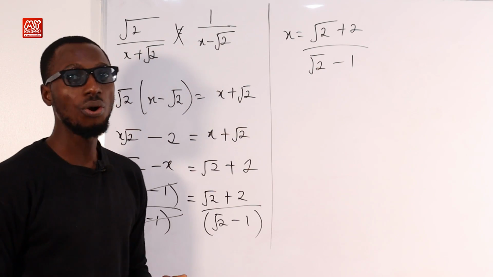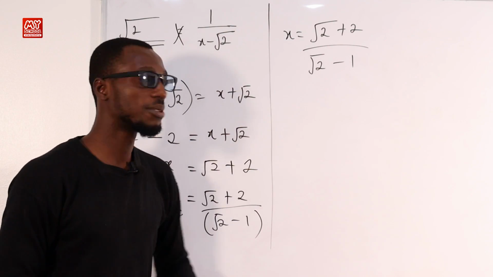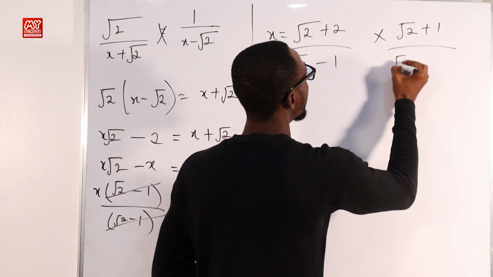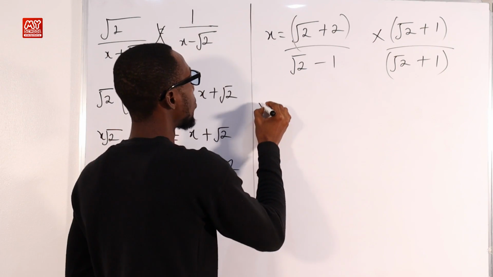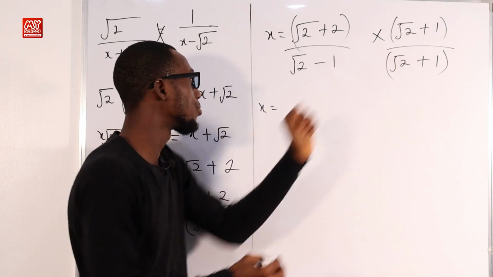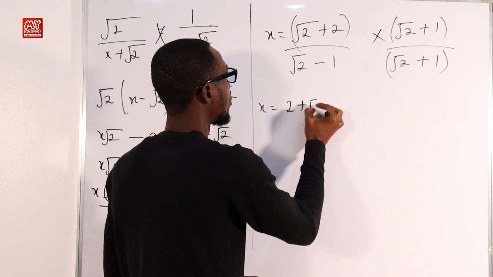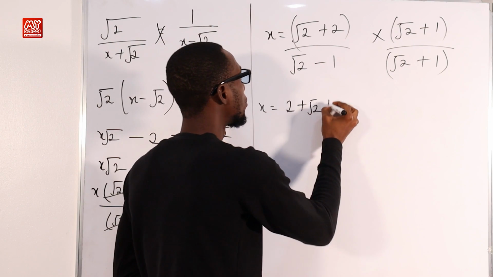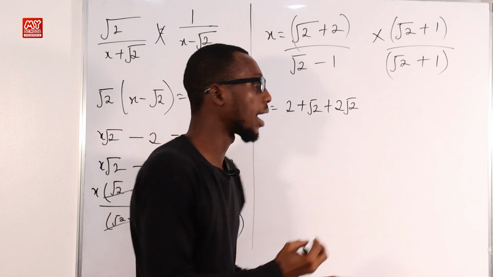So we can use the conjugate of this denominator to multiply both the numerator and the denominator. So we'd have times root 2 plus 1 over root 2 plus 1. So that means we have x equals root 2 times root 2, we have root 4, and root 4 is 2. Very well, we have root 2 times 1, we have plus root 2. So we have 2 times root 2, we have 2 root 2. Very well, we have 2 times 1, we have 2.